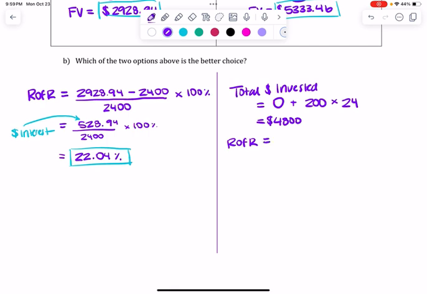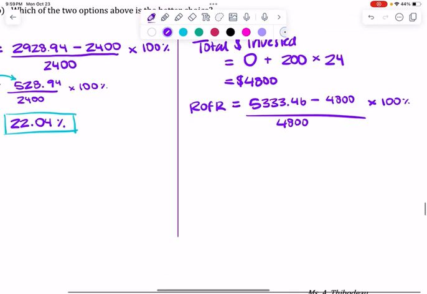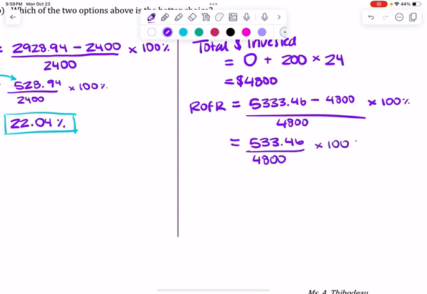The rate of return is the amount that I end up with, that $5,333.46, subtracting the total amount I've invested, and dividing by that same total amount invested, and multiplying that final answer by 100%. Same as before, we can do this calculation piecewise. Go ahead and just calculate that numerator first. The only reason I'm showing this here is not necessarily because I expect you to show this extra step on a test, but just to show you that that numerator is really just the dollar amount of interest.